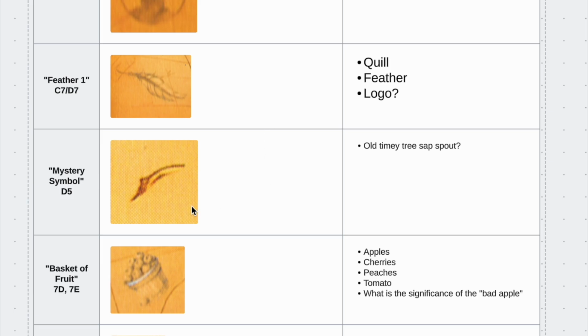Then there is this mystery symbol, which looks like it is perfectly cut in half, but mirrored. It doesn't look like anything. Flipped every which way, it doesn't look like anything. The only thing I've heard is it could be an old-timey tree sap spout. I have heard that it's an arm holding a gun. I'm not getting that vibe at all.